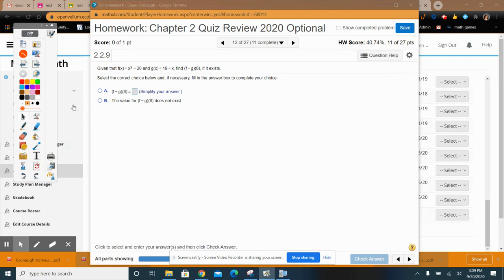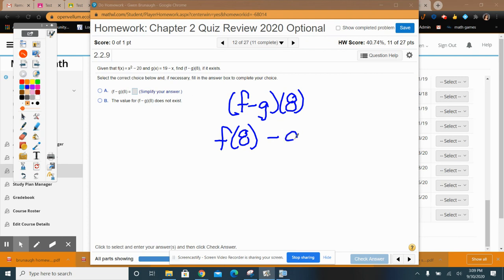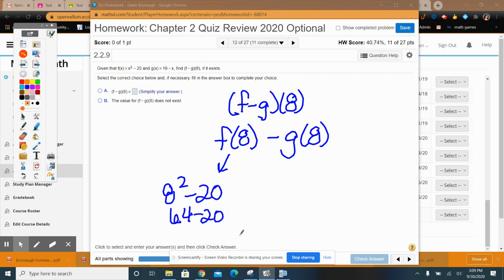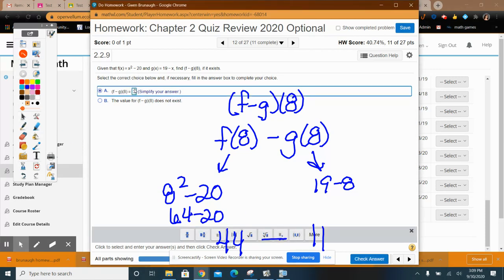Let's try this one. f minus g of 8. f minus g of 8 is the same thing as f of 8 minus g of 8. So what is f of 8? Well, that's 8 squared minus 20, which is 64 minus 20, which is 44. g of 8 will be 19 minus 8, which is 11. What's 44 minus 11? That will give us our answer, and we're looking at 33.